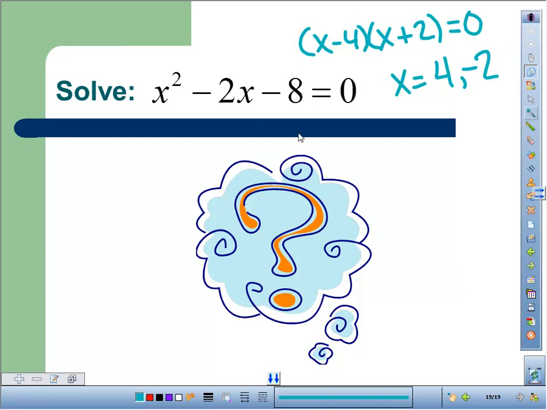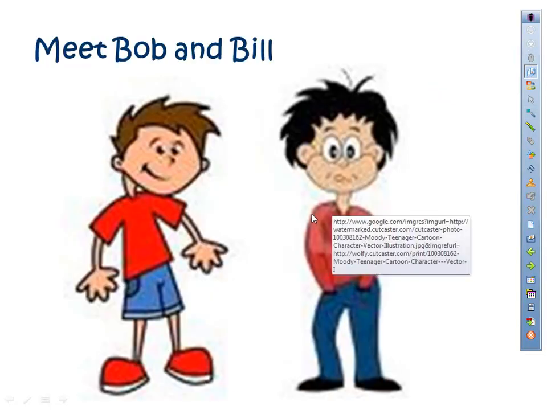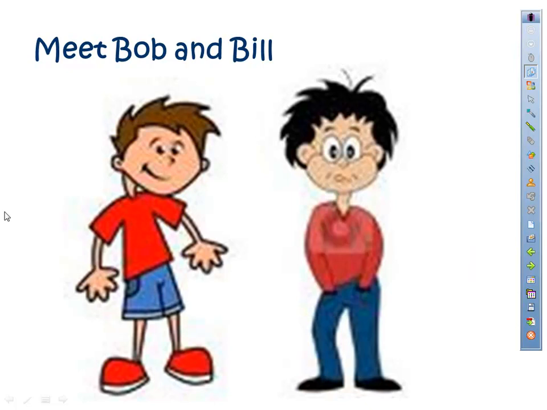Okay, what if it didn't factor? What if we could not factor it at all? It still has answers. We know it has 2 answers. They might be imaginary. We might not be able to see them. But there are 2 answers. If we can't factor it, we need another way to solve a problem that can't be factored. And how we solve is by meeting Bob and Bill. Bob and Bill are going to help us figure this out.